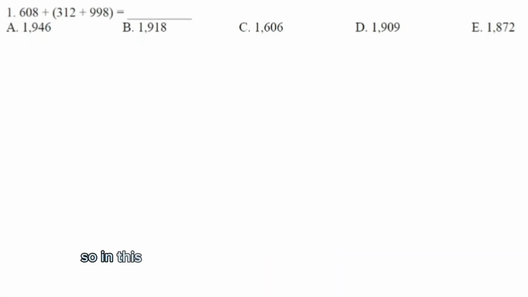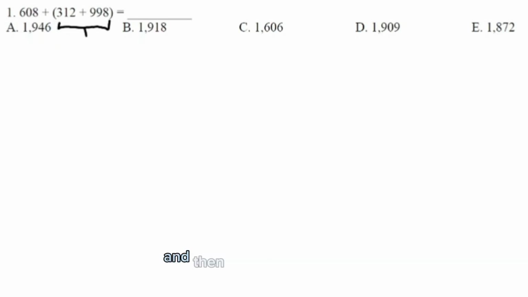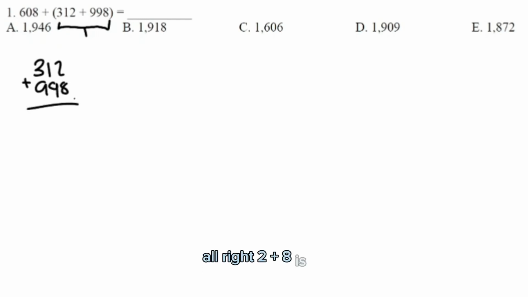Alright, so in this problem we first have to solve the 312 plus 998 because it's in the parentheses, and then we can add the 608. So 312 plus 998. Alright, 2 plus 8 is 10, so we write a 0 and carry the 1. 1 plus 1 plus 9 is 11, so we write a 1 and carry the 1. 1 plus 3 plus 9 is 13, so we write 13, and we had 1310.